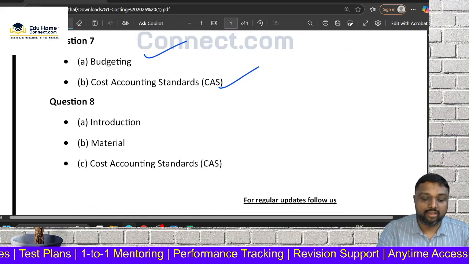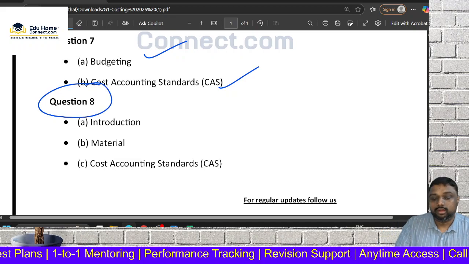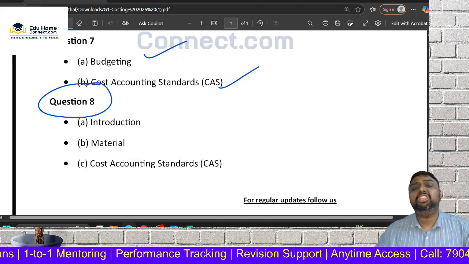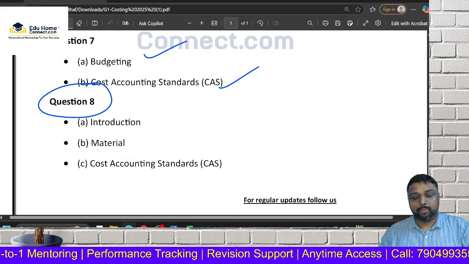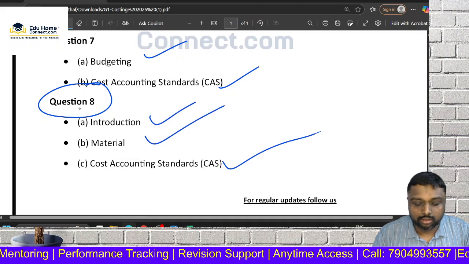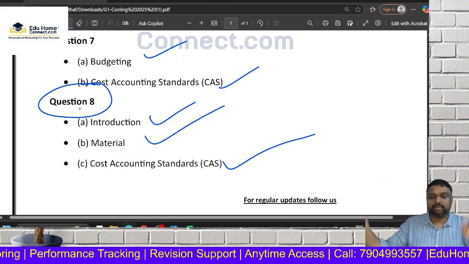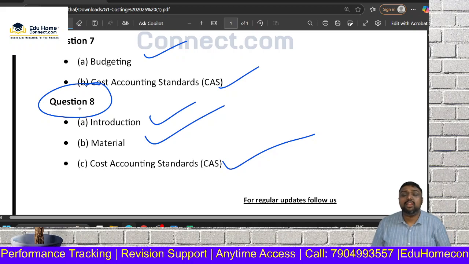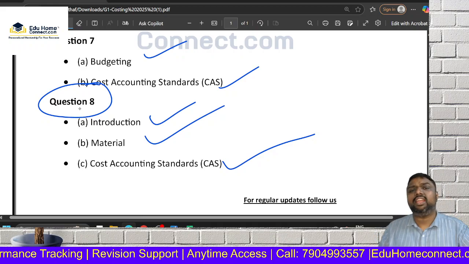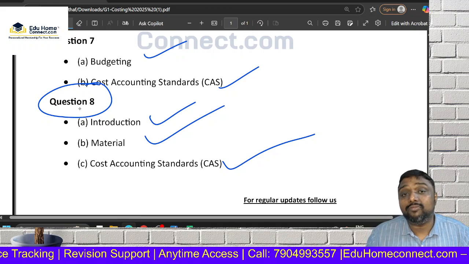Now, question number 8 will be a choice question, where you are having theory. Sir, theory, do you want us to learn? No, you have to learn 3 topics: the introduction chapter, the material chapter, and the cost accounting chapter. From there only theory will come, no other chapter's theory. So, my dear friends, if you learn strategically, you can plan properly.